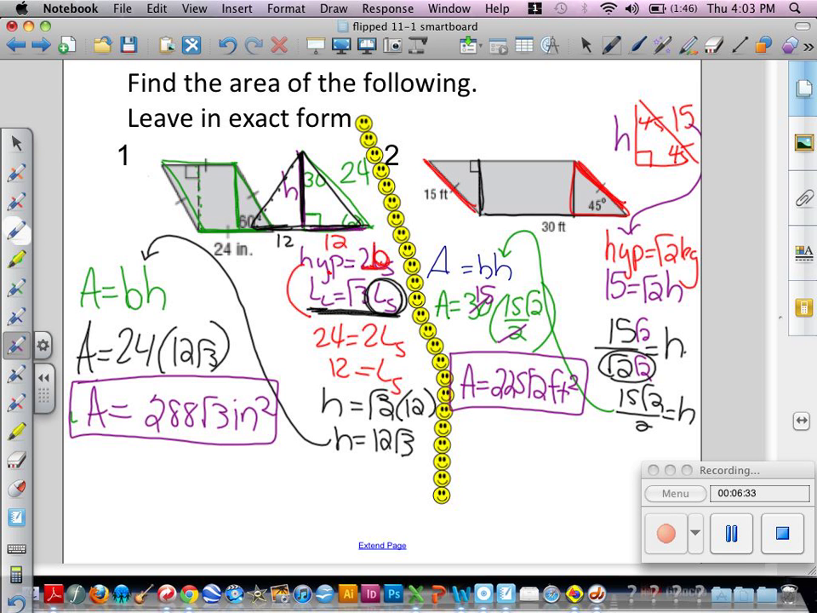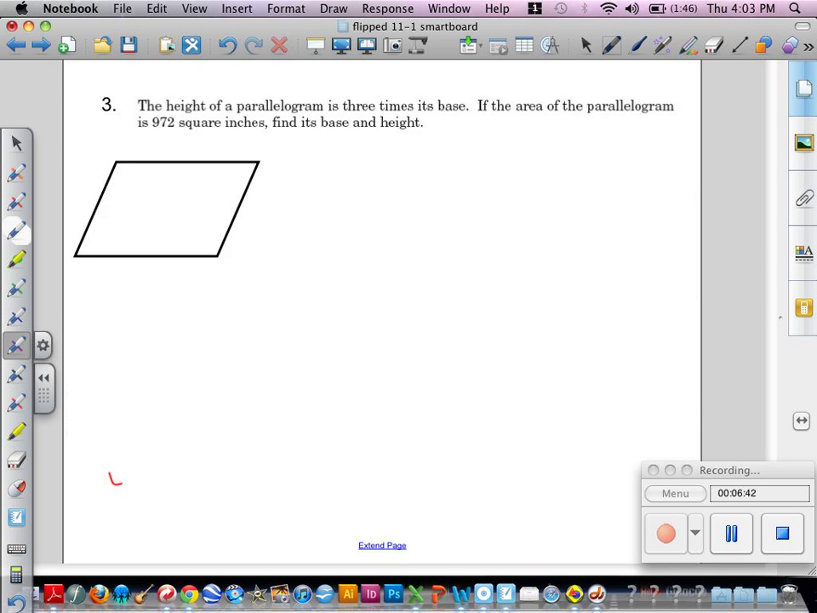So we're focusing on our 30, 60, 90 and our 45, 45, 90 in this lesson. Let's look at example number 3. The height of a parallelogram is 3 times its base. If the area of a parallelogram is 972 square inches, find its base and its height.